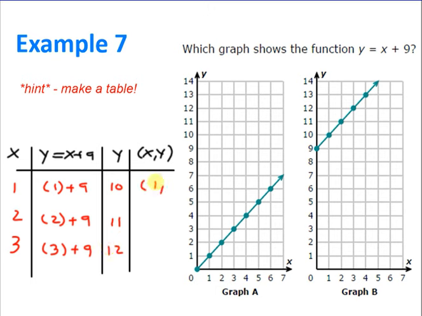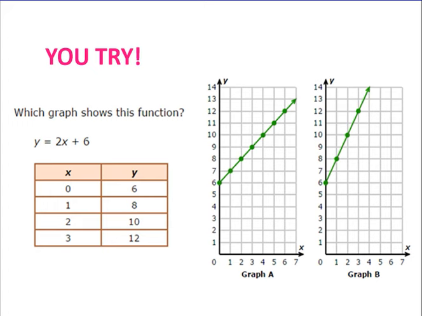So what are your coordinates? 1, 10, 2, 11, 3, 12. And now you have some coordinates. So which graph matches this? Well, find 1, 10. Here's 1, 10. Well, that graph doesn't match. What about this one? 1, 10. Right there. Graph B matches. And in that case, all you needed was 1 point. Okay, so you go ahead and try this one.